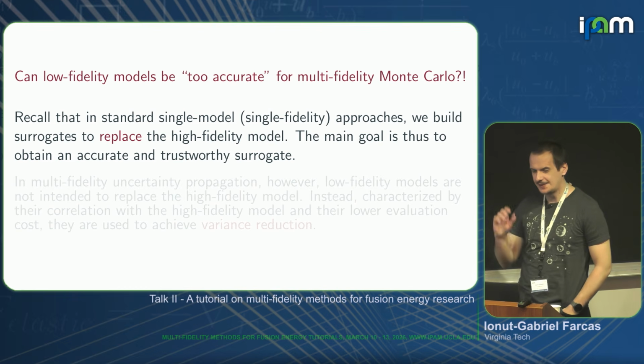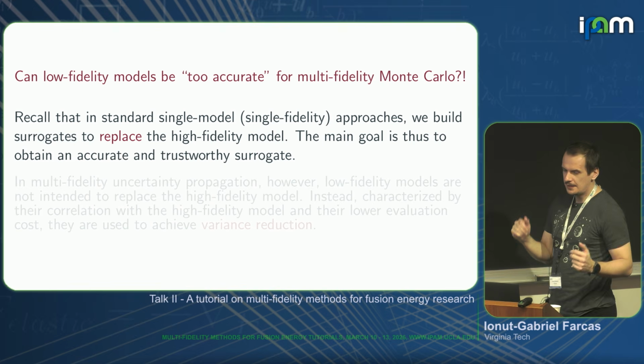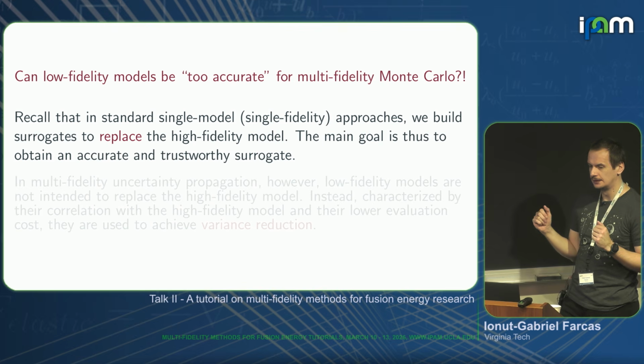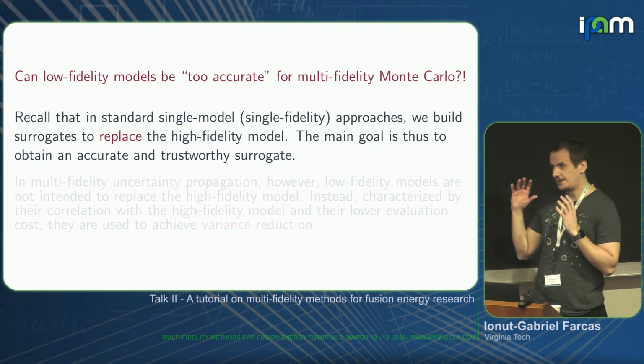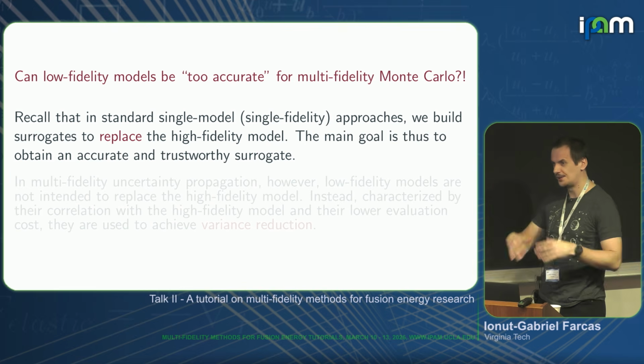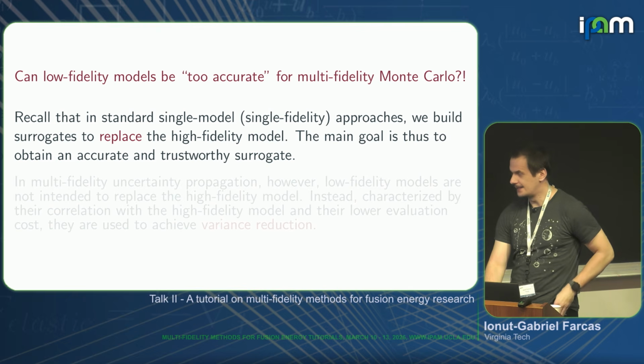So recall that in the standard way of thinking, which is most of the research, we build surrogates with the goal of replacing the high-fidelity model. So the main driver of this is the accuracy. So we aim to have an accurate model that we can trust, of course, assuming we trust the high-fidelity model in the first place. If that's not the case, then this doesn't make sense.